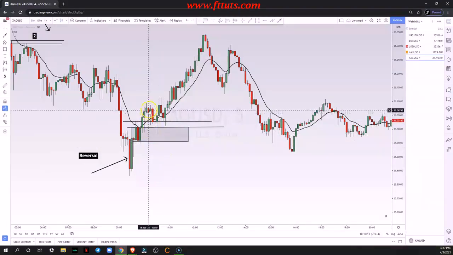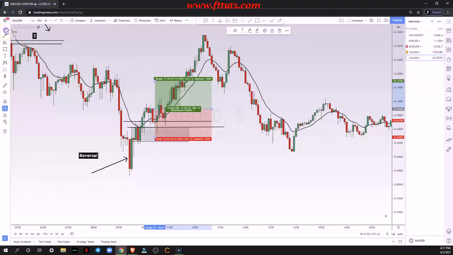Okay, so it pushes down. It does not break above candles. It just keeps going low. Once it breaks above this candle right here, we're getting in. We're getting in for the buy.